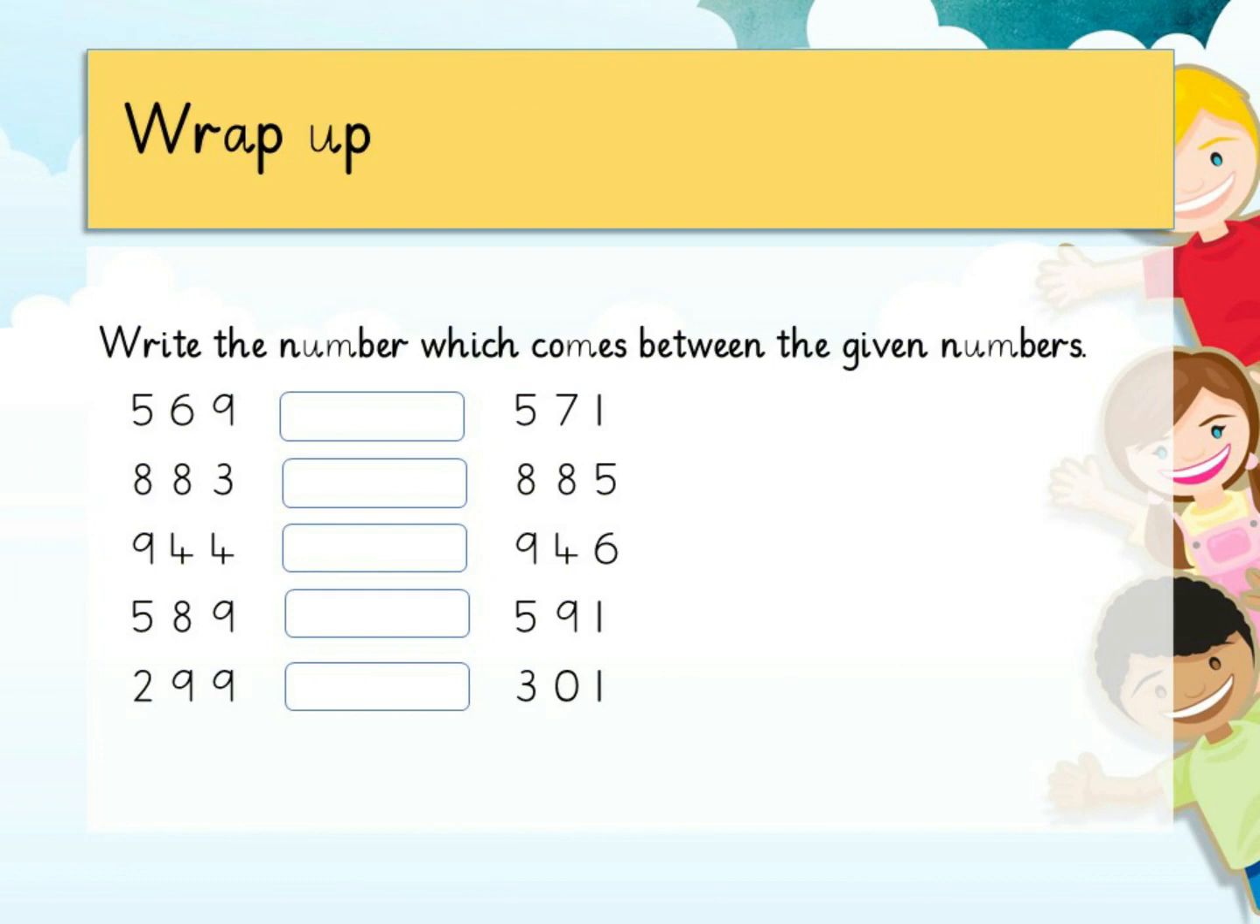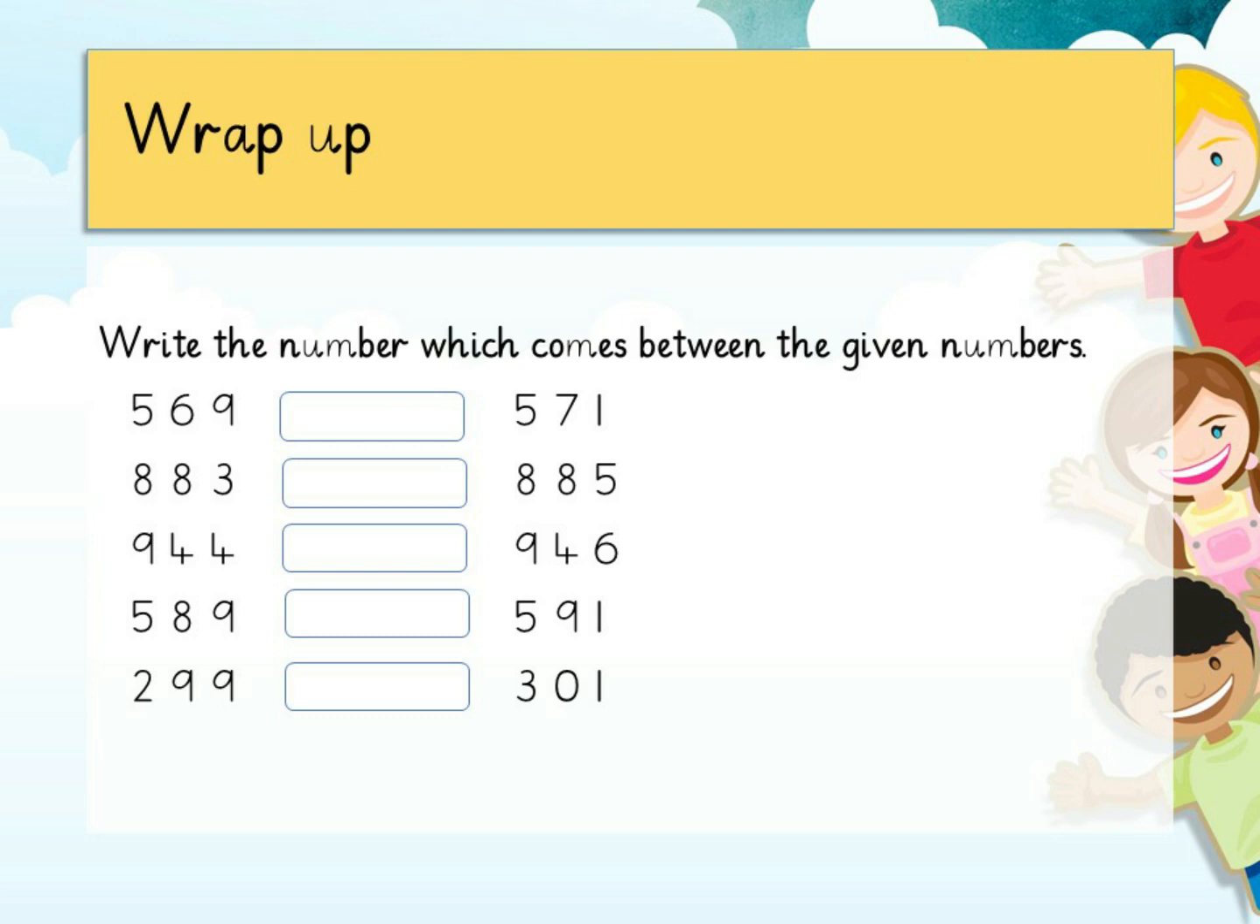Let's discuss another question taken from page number 23 of textbook. There are few parts given from question number 4. What number comes between the given numbers? 569 and 571. Look at the given numbers carefully where the place values are being changed. At hundreds place? No. At unit and tens place? Yes. 69 is turning to be 71. So, what comes in between? Yes, 570.